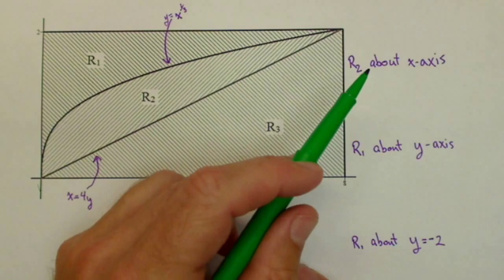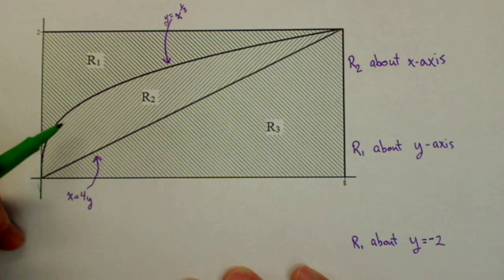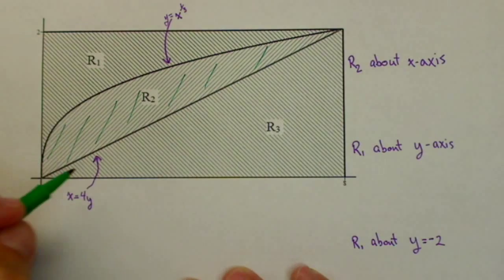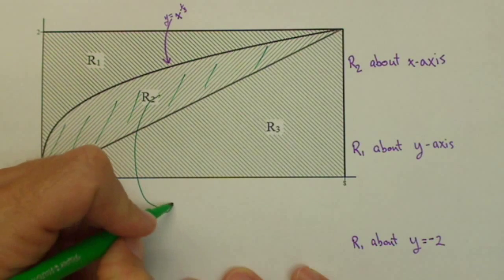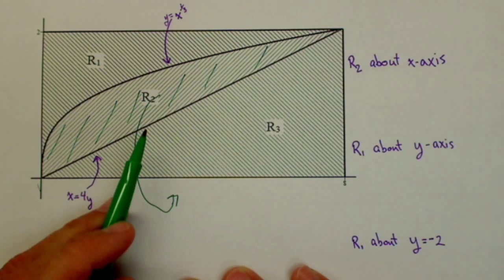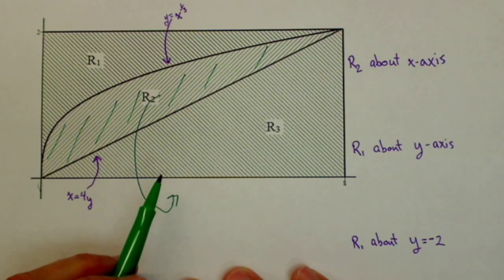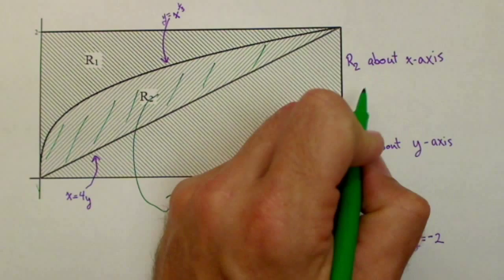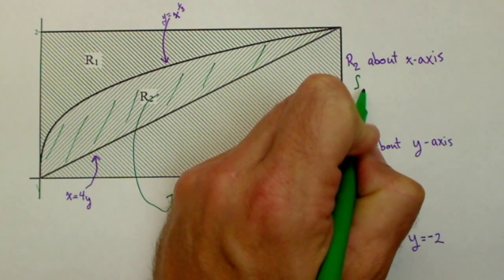So the first one we're going to do is region 2 about the x-axis. So region 2 is right here, and we're going to go around the x-axis. Well, as you can see, if we do that, we're going to have an open center. So this is going to be a case where we have the large radius minus the small radius.